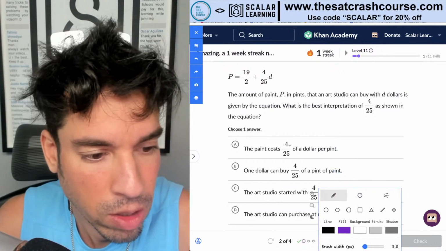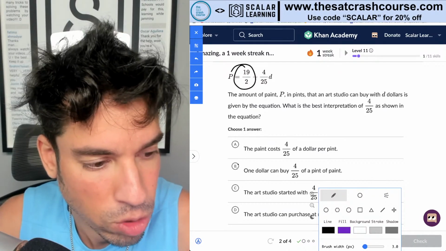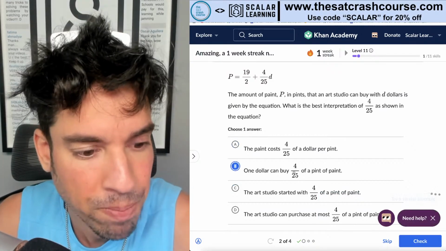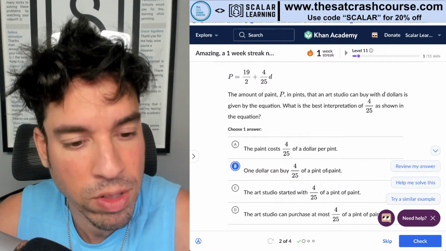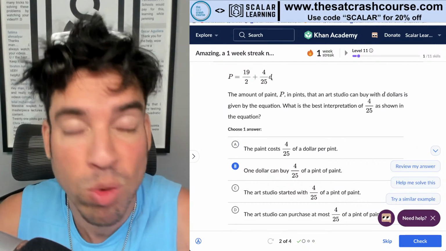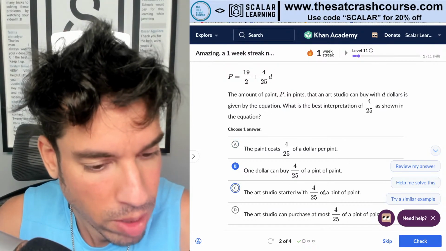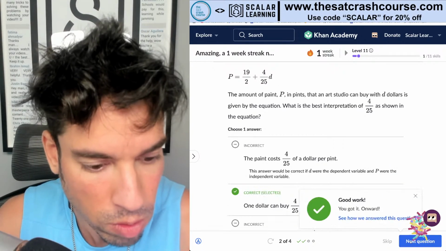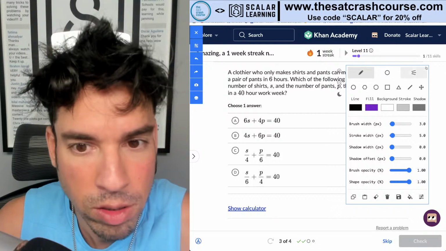So let's see. The paint costs 4/25 of a dollar per pint. No, $1 can, yeah, it's this one. $1 can buy 4/25 of a pint of paint. That's what we just said, right? And the other way to think about it, it's 4/25 paint per dollar. The slope is always the amount of y per 1x, if that helps. I think we got it right. Oh, wait, sorry. What did I say? $1 can buy 4/25. Right. So 1, 2, there we go. Boom, done.